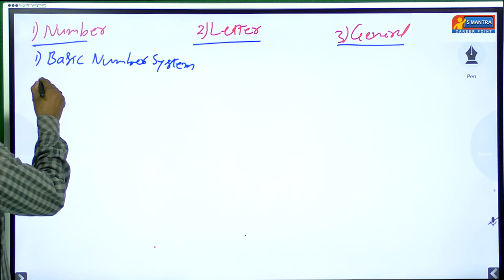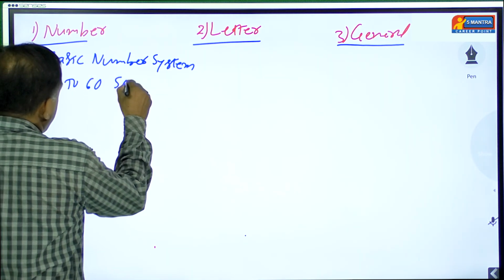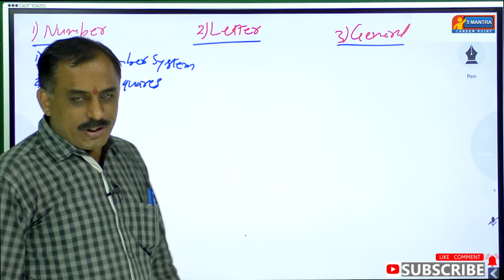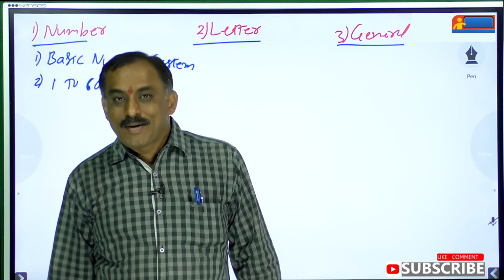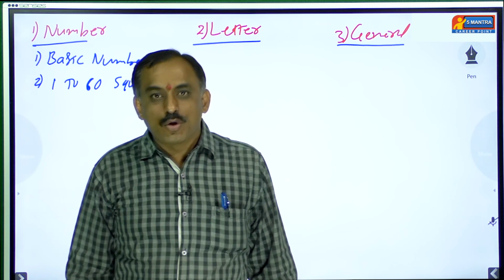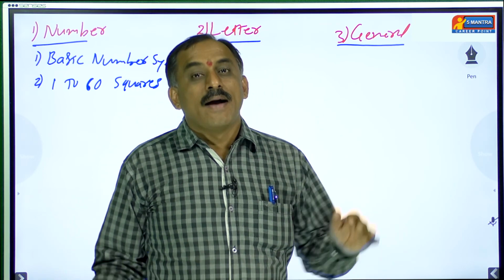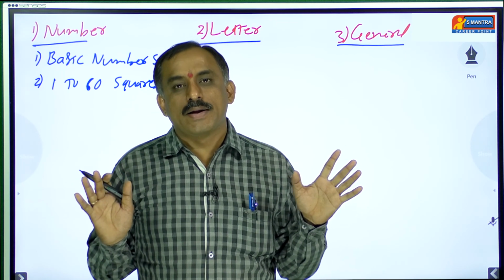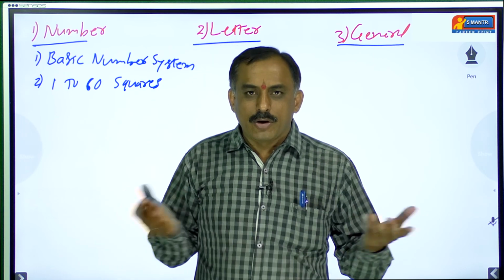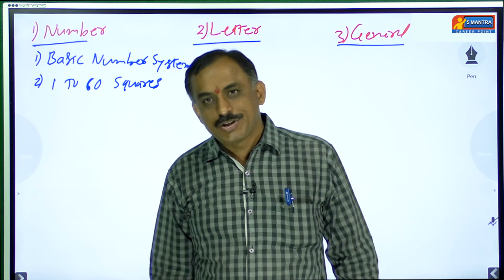Then second one, 1 to 60 squares are important. Do you know the squares? 1 square. What is the meaning of square? 1 square is 1 into 1, that is 1. 2 square, 2 into 2, 4. 3 square, 3 into 3, 9. Up to 60 squares are important. If you know the squares up to 60, good. Otherwise, don't worry. I will explain the squares up to 60.